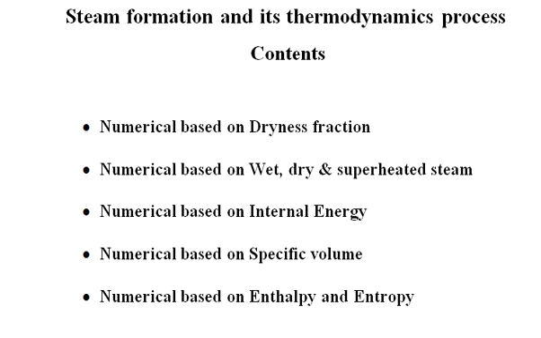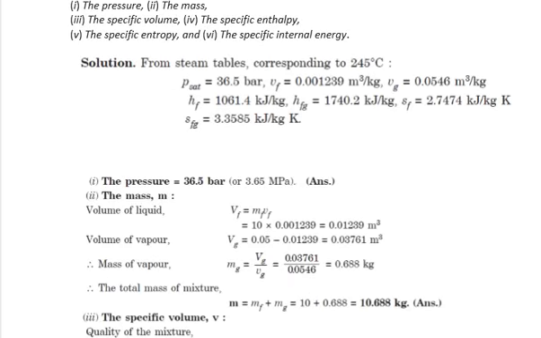The first is the numerical based on dryness fraction, then numerical based on wet, dry and superheated steam, numerical based on internal energy, numerical based on specific volume, that is specific volume for water and vapor, and numerical based on enthalpy and entropy. Then we'll take the numerical for this topic.